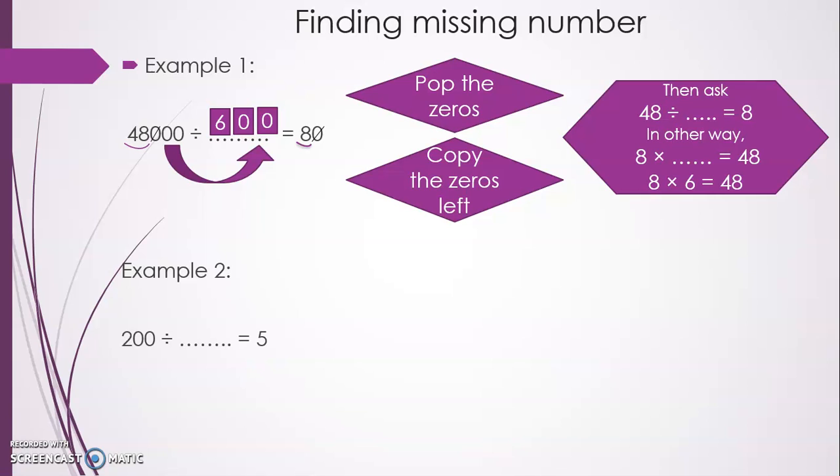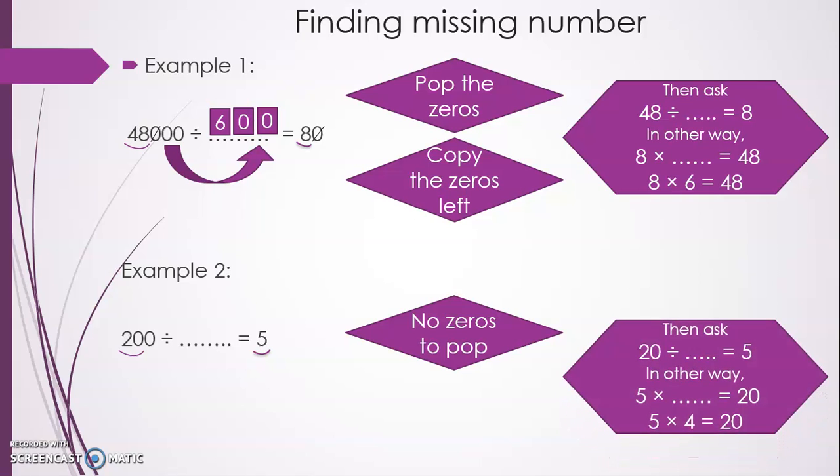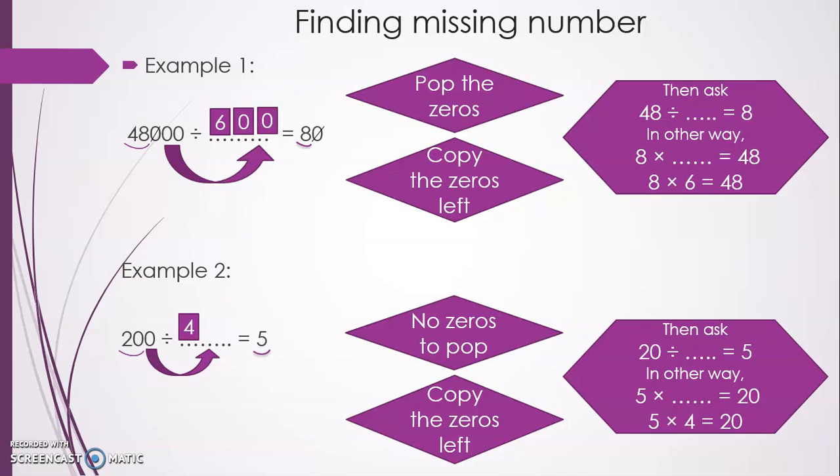Another example, 200 divided by what gives me 5? We said that the first step is popping the zeros, but in here I don't have zeros to pop. That's why I start directly with numbers. I can't take 2 divided by what gives me 5. Then I will take 20 and ask myself, 20 divided by what gives me 5? Another way, 5 times what gives me 20? 5 times 4 is equal to 20. I write 4. Then I copy the zeros left. Means I have only 1 zero to copy and I write it beside the 4 and the answer will be 40.